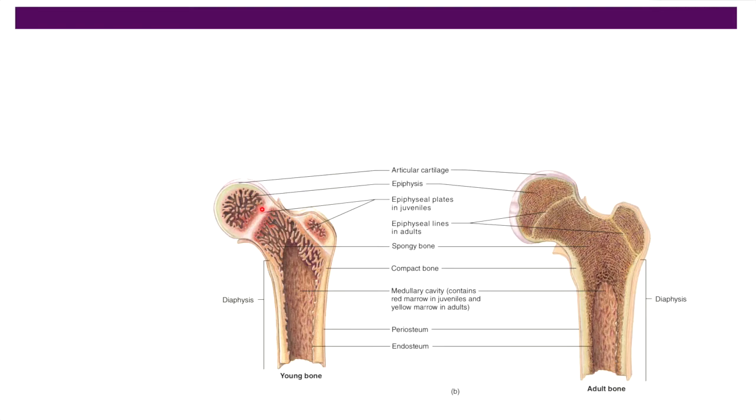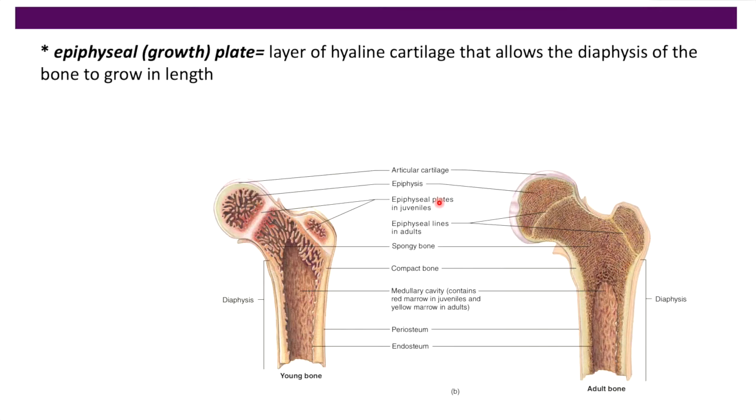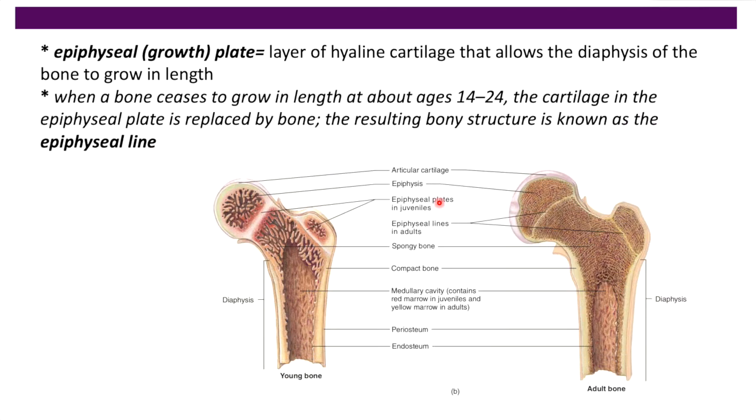We can see here that between the epiphysis and the diaphysis is the epiphyseal or growth plate, which is a layer of hyaline cartilage. This allows the diaphysis of the bone to grow in length, so that at about ages 14 to 24, when a bone ceases to grow in length, the cartilage in the epiphyseal plate is replaced by bone, and the resulting bony structure is known as the epiphyseal line.